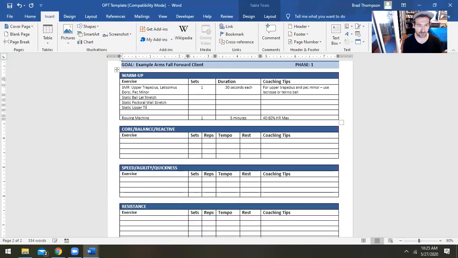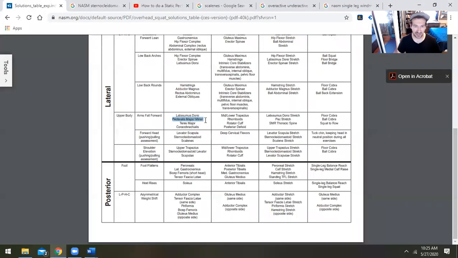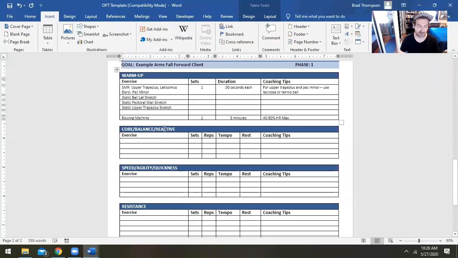Static upper trapezius stretch. And then, okay, so we're going to go a little bit off book, because this is in your corrective book once you get to it. You are also going to do a static teres major stretch. That is actually going to be similar to the pectoral wall stretch.